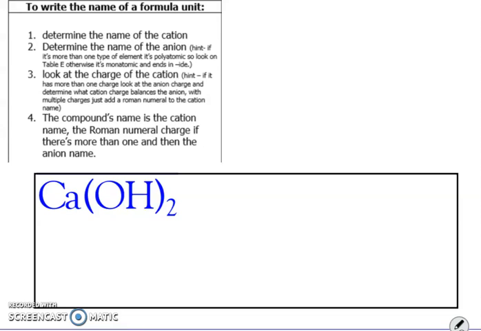CaOH2. CaOH2. So the first thing, Ca, all right, that is calcium. So I'm going to write calcium, C-A-L-C-I-U-M, calcium. OH, I have 2 different elements. 2 different elements means we're going to have a polyatomic ion. So I've got to find OH on table E, and it turns out to be hydroxide. So again, I'm going to leave a little space and write the word hydroxide.